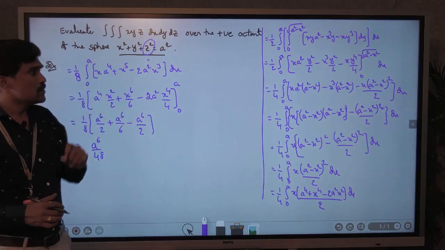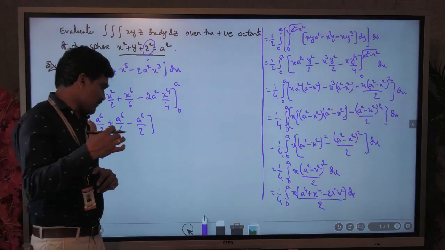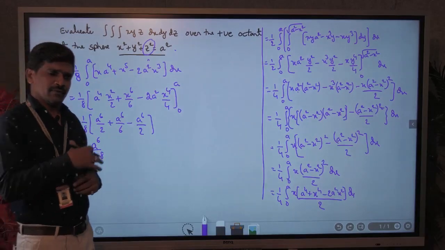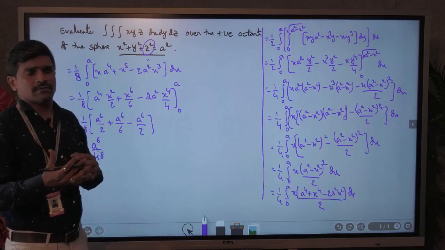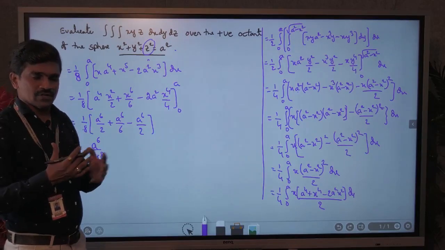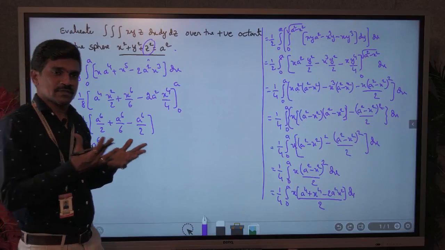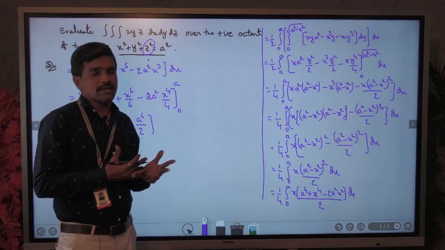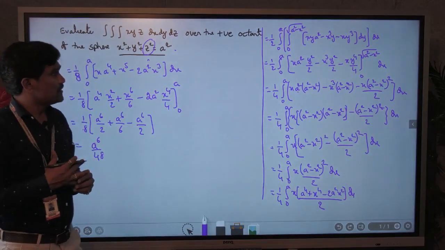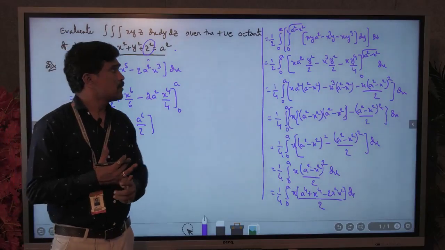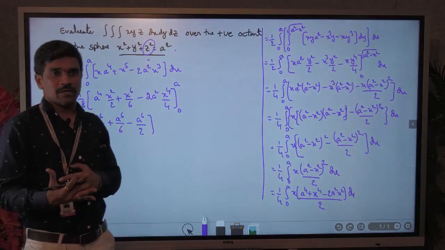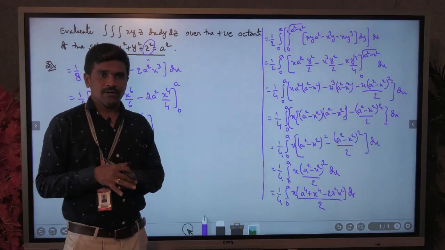So triple integral. In a similar way we can find every integral of a function of three variables x, y, z, with respect to z first, then with respect to y, and then with respect to x. So in the next class we will discuss one more problem on triple integration, right? Thank you.